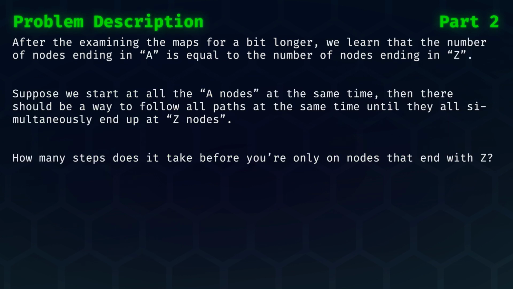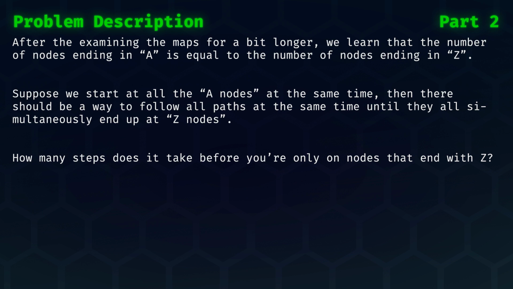For part 2, we find that we remain lost in the desert. After examining the maps for a bit longer, we learn that the number of nodes ending in the letter A is equal to the number of nodes ending in the letter Z. Suppose that we start at all of the A nodes at the same time, then there should be a way to follow all paths through our graph at the same time until all those paths simultaneously end up at Z nodes. Now the question then is, how many steps does it take before we're only on nodes that end with the letter Z?